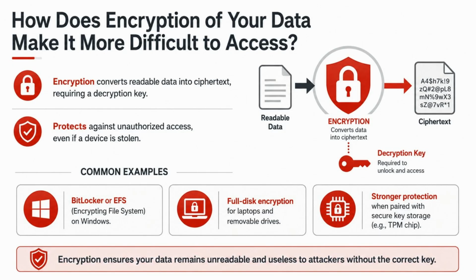Encryption converts readable data into ciphertext, requiring a decryption key to read it, protecting against unauthorized access even if a device is stolen. Common examples include BitLocker or EFS on Windows, and full disk encryption for laptops and removable drives. Encryption is strongest when paired with secure key storage, like a TPM chip.